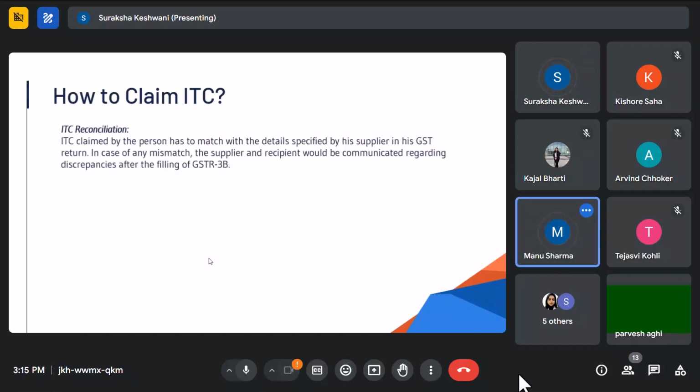Next slide. ITC reconciliation is basically matching the details specified by the supplier in his GST return. Sometimes there are certain blocked items, or sometimes the supplier doesn't file a GSTR1, which can cause some discrepancies. So they should be reconciled accordingly.